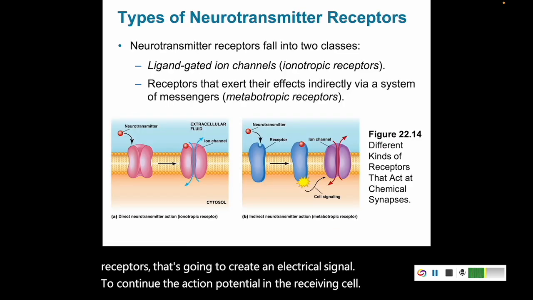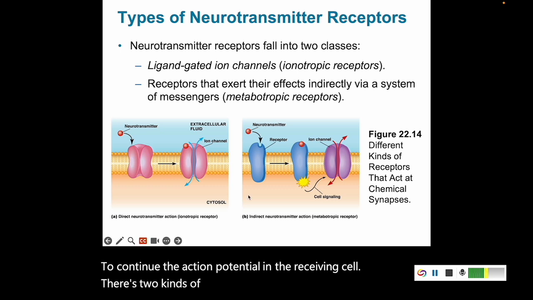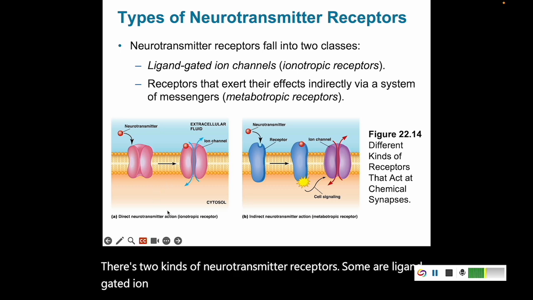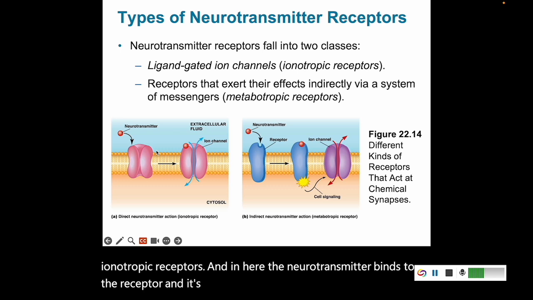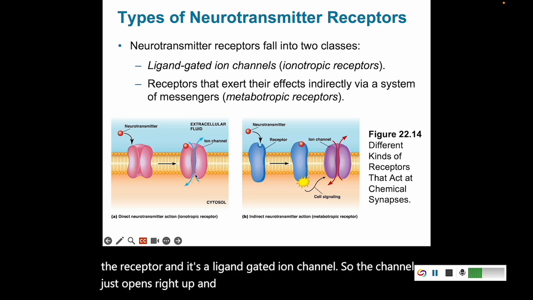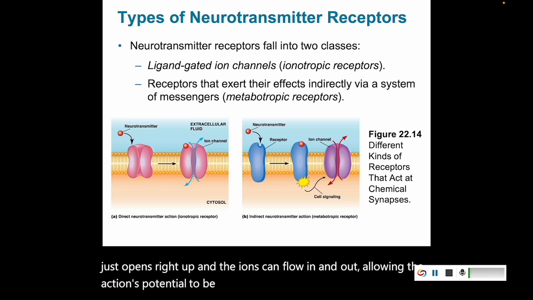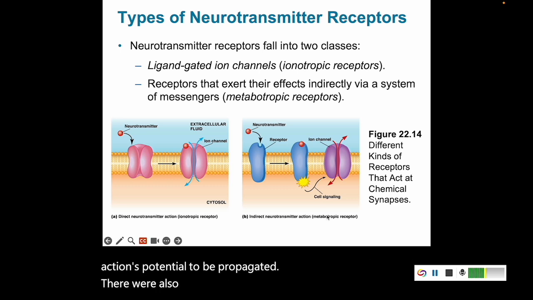There's two kinds of neurotransmitter receptors. Some are ligand-gated ion channels, or sometimes you'll hear them called ionotropic receptors. And in here, the neurotransmitter binds to the receptor, and it's a ligand-gated ion channel. So the channel just opens right up, and the ions can flow in and out, allowing the action potential to be propagated. There are also some that are a little bit more indirect.